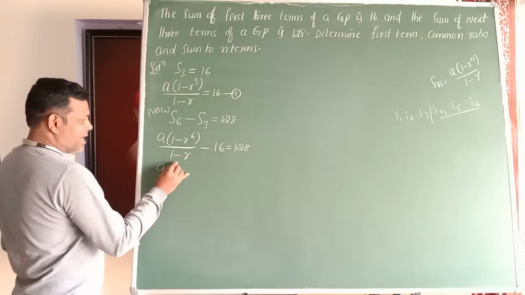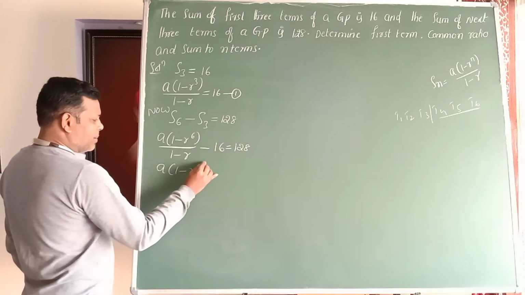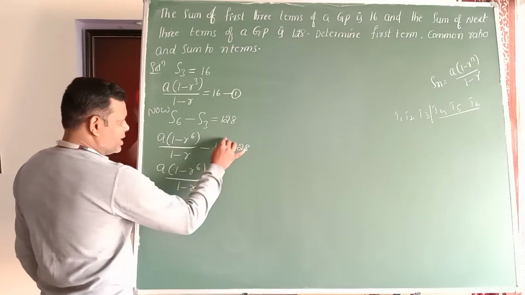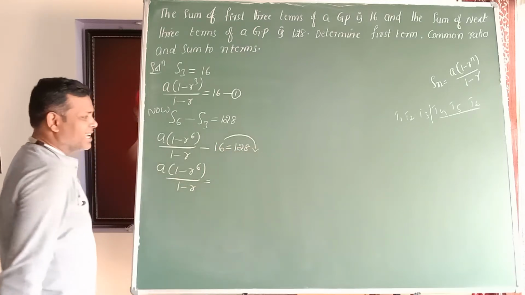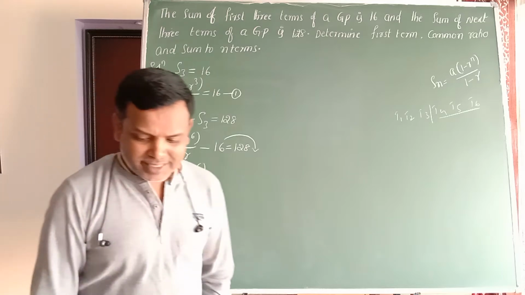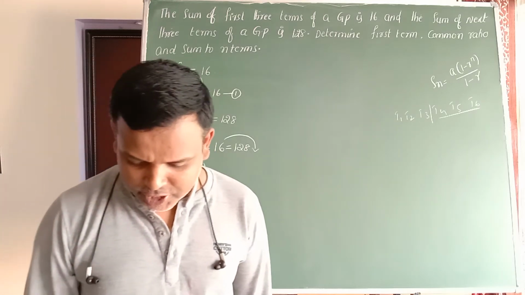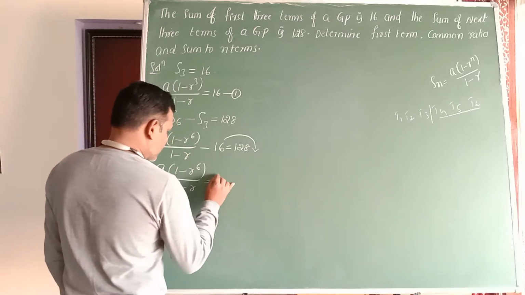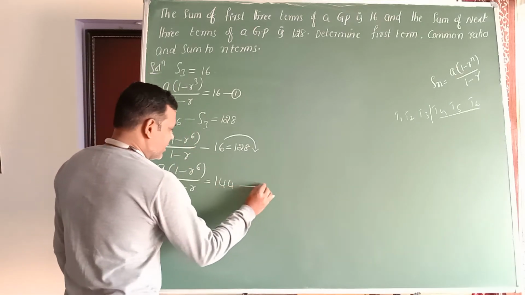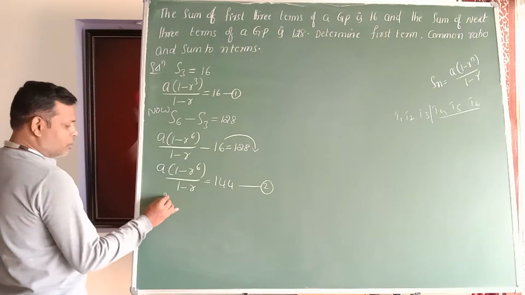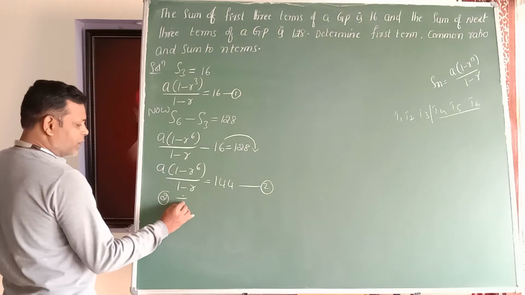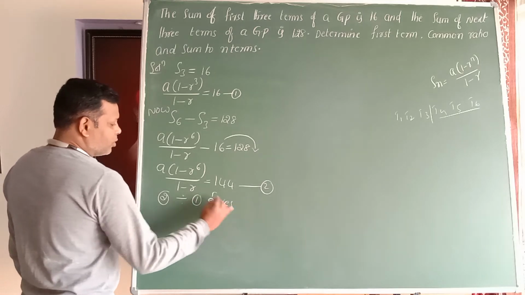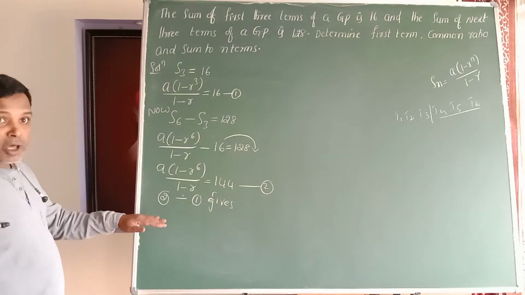So therefore A into 1 minus R power 6 divided by 1 minus R is equal to 128 plus 16, that is 144. Let it be equation number 2. Now we have to do 2 divided by 1. So we have to divide the bigger term by the smaller term.